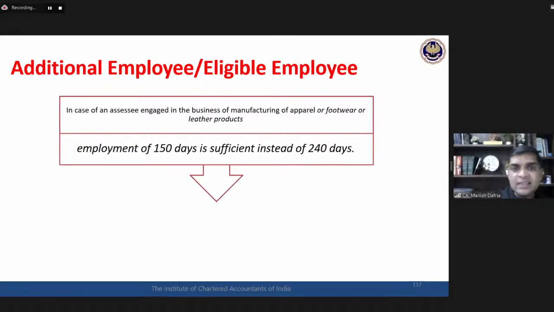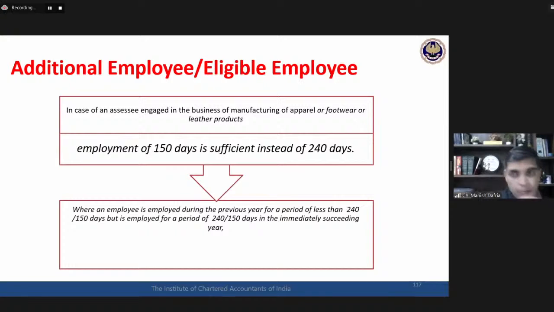Now, another very interesting situation related to this. For a normal business, the minimum employment required during the year is 240 days. Just think practically: for 240 days of employment in the previous year, the person should have been appointed somewhere in the months of April, May, June, July. Say, for example, somebody has been employed somewhere in the month of November. Now in this year, he will not be able to complete 240 days. That means he will not be treated as an eligible employee.